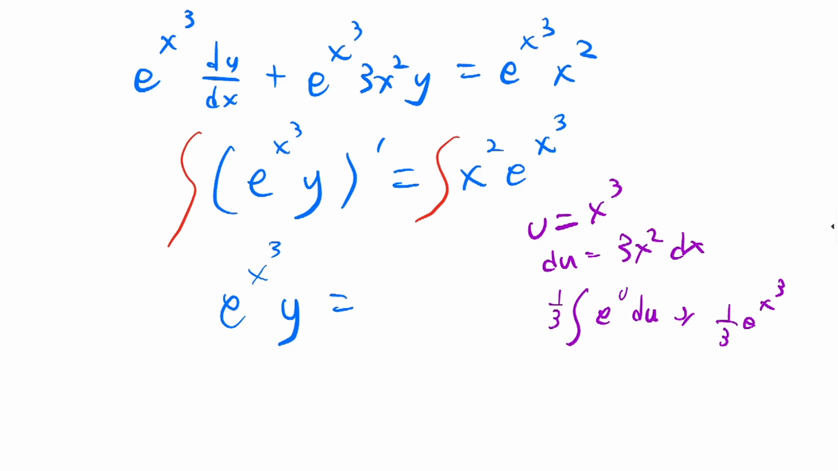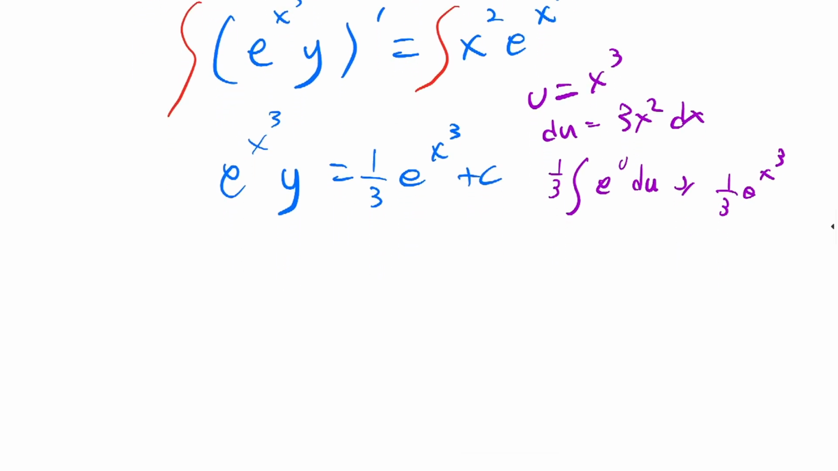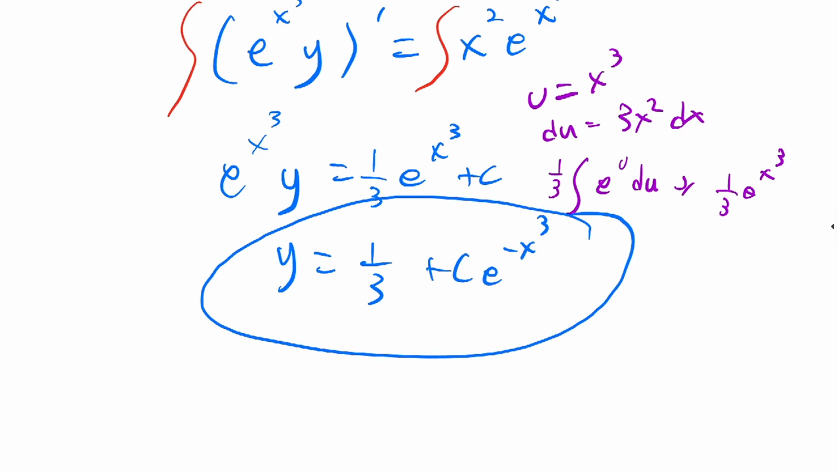So on the right hand side, we have 1/3 e to the x cubed plus c. We can simply just move everything to one side, so y is just equal to 1/3 plus c e to the negative x cubed. Okay, so this is our final answer.